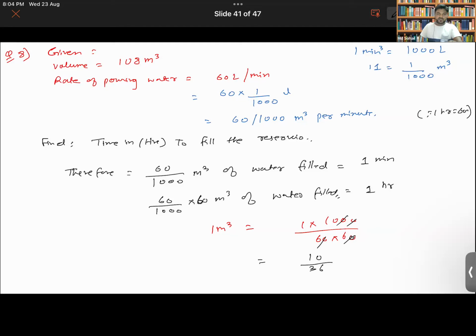So that is how much. 30. Okay, see if we have done some calculation mistake over here. I guess we have done some calculation mistake.